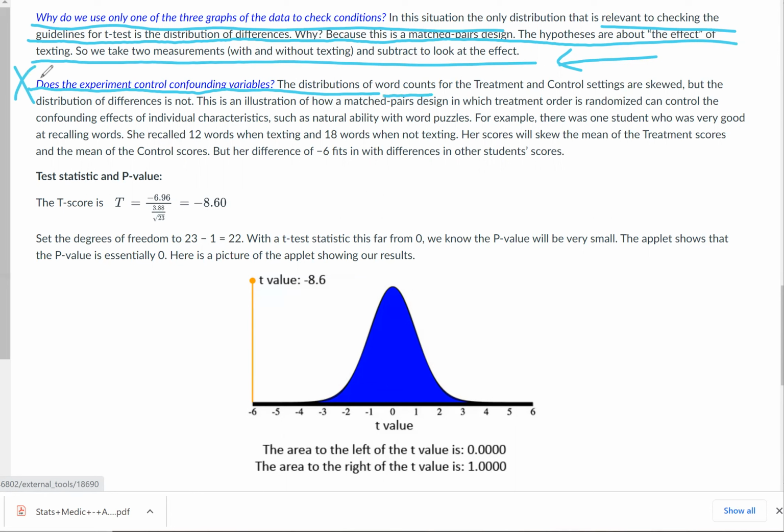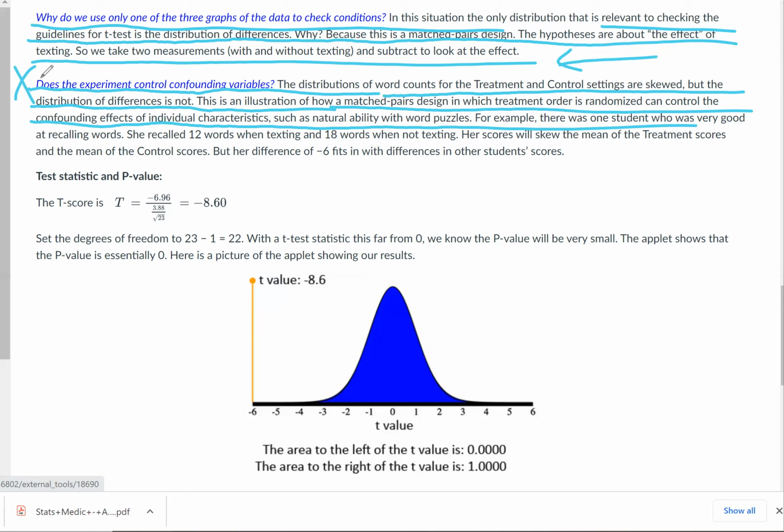The distribution of word counts for the treatment and control settings are skewed, but the distribution of differences is not. This is an illustration of how a matched pair design in which treatment order is randomized can control the confounding effects of individual characteristics, such as natural ability at word puzzles. Because the same people were texting and trying to remember words, and the same people were not texting and trying to remember words, we're just comparing the same person, whether they were texting or not. So even though someone might be better at word puzzles or have a better memory, we're just measuring the differences. We're not comparing one person who has a good memory to someone who has a bad one. We're just seeing if there's a change from when they text or when they're not.